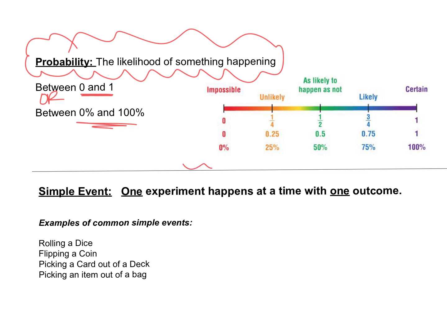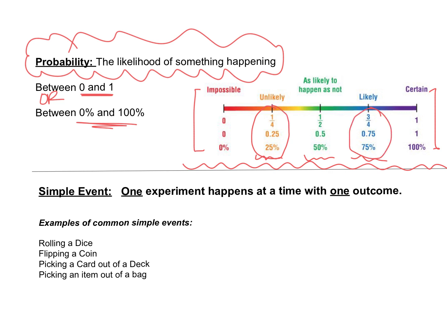So if you look at this chart here, as you probably already know, if we have a 0% chance of something happening, it's impossible. And a 100% chance of something happening means that it is certain, like it is for sure going to happen. And then we have unlikely, as likely to happen as not, so kind of right in the middle, and then likely. So it's important to understand where probabilities fall, based on percentages from 0 to 100%. And then you can also see, like here, it can be written as a fraction, decimal, percent.